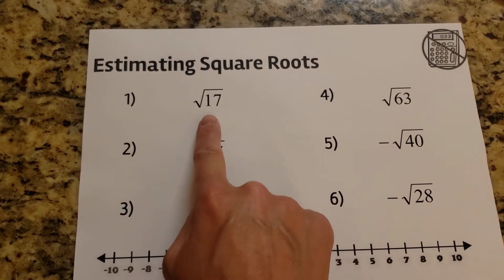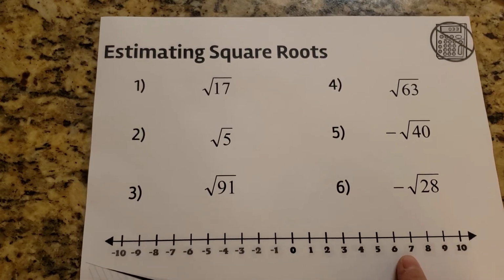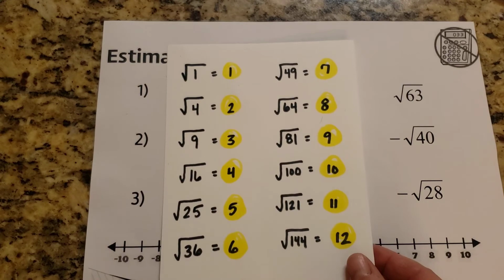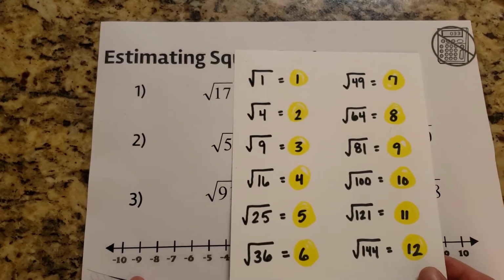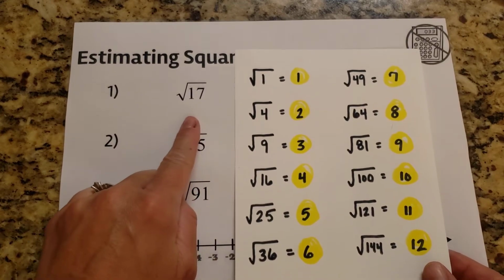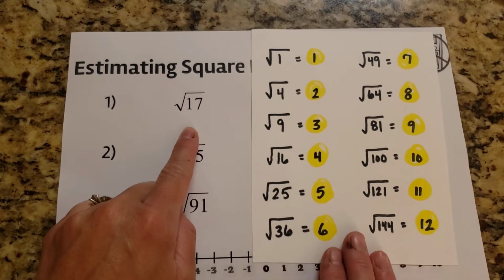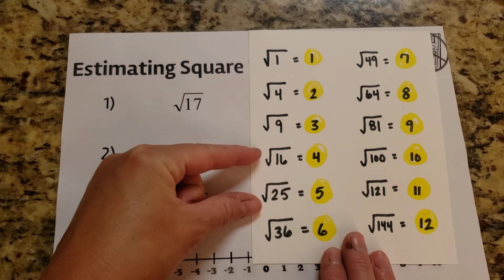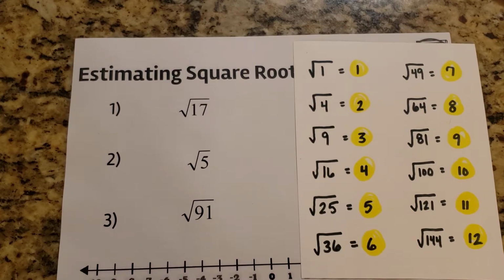What we want to be able to do is approximate where this is going to be located on the number line below. So what we're going to use in order to do that are the rational square roots that we already know. This is a really good list to keep handy. With the square root of 17, think about what rational square roots it would come in between. Do you see how it would come in between the square root of 16 and the square root of 25? So we're going to use that to help us out.